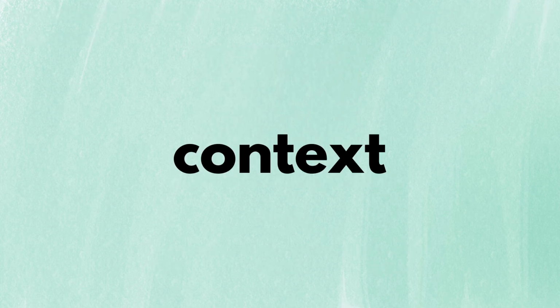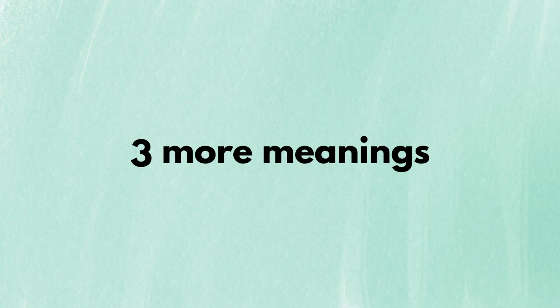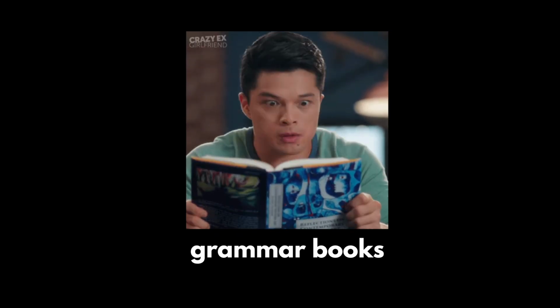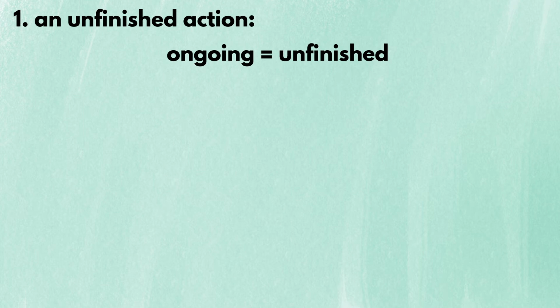However, depending on the context, there may be 3 additional meanings to this tense. They're not that important because they're all implied in the basic meaning. However, since grammar books love to make a fuss about them, let's take a look at them. The first meaning refers to an action unfinished at the present moment. This makes sense because ongoing implies unfinished.